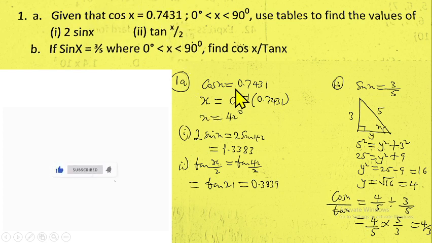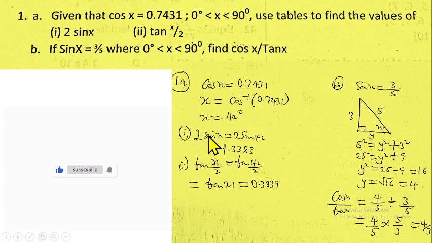We are given cos x to be this, so you can find the value of x by finding the cos inverse of both sides. So x will be equal to cos inverse of 0.7431. If you punch your calculator or your table, x will be 42 degrees. So if x is 42 degrees, you have to find 2 sine x.